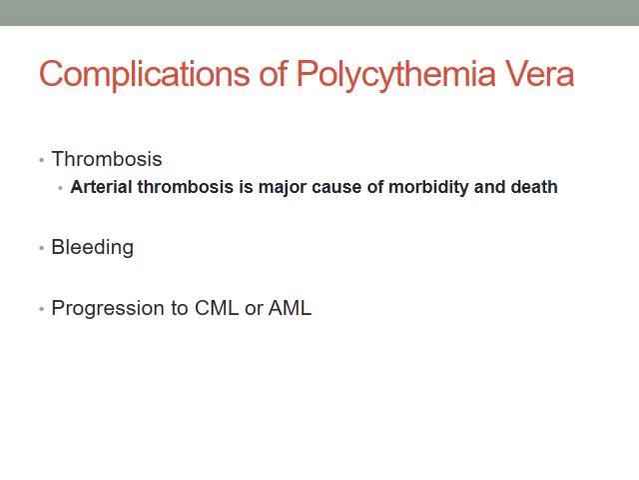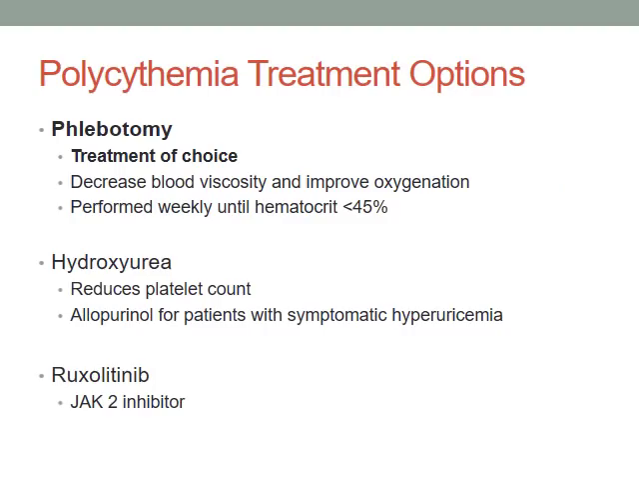The gold standard treatment for polycythemia vera is phlebotomy. And so what this is, is the removing of blood from the patient. This will significantly decrease the viscosity and also help with oxygenation ability. This is usually performed weekly for most patients and done until their hematocrit reaches a normal level, which is under 45. Patients can also be treated with hydroxyurea, which is used to treat the thrombocytosis.